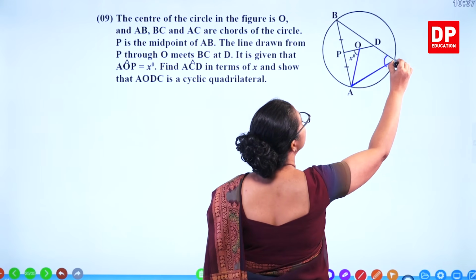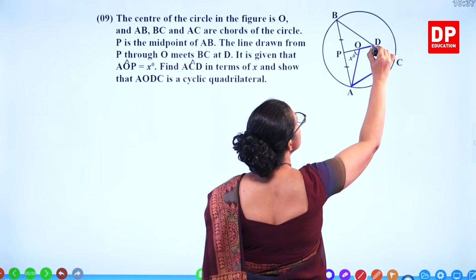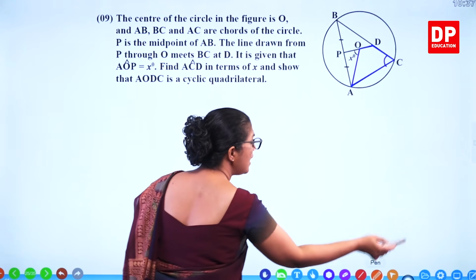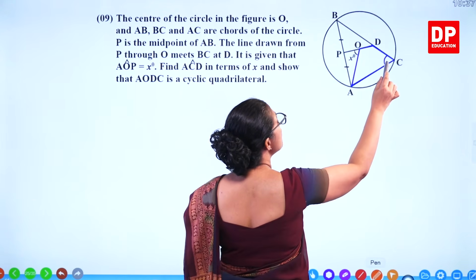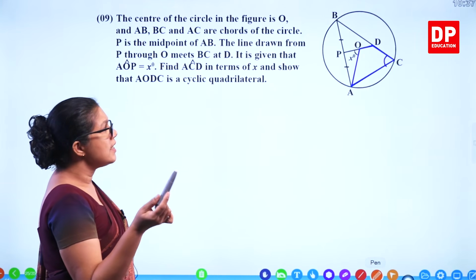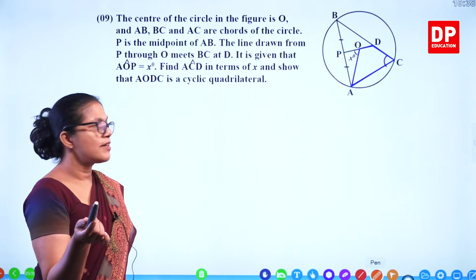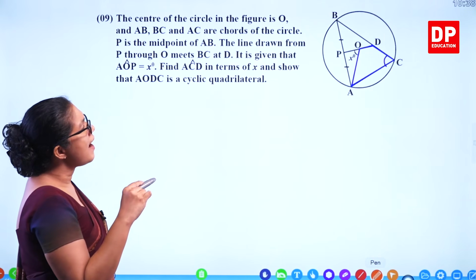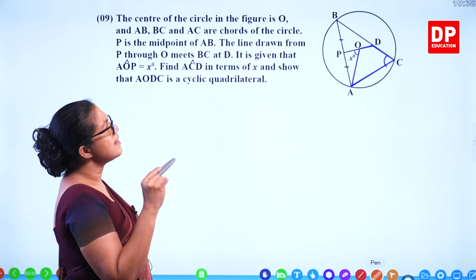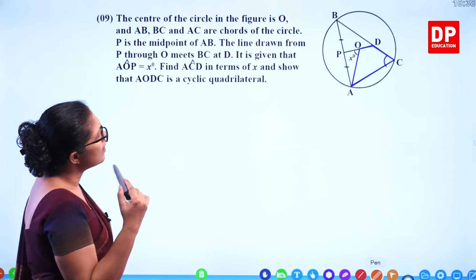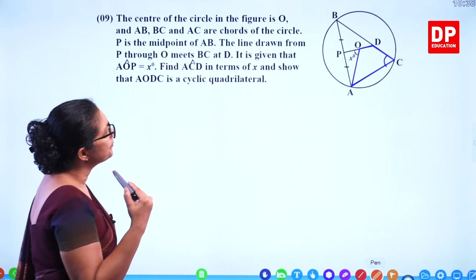AODC, cyclic quadrilateral. So that means, look carefully, if this is X, if we can show that angle ACD is X, that's a cyclic quadrilateral. Why? The exterior angle of a cyclic quadrilateral is equal to the opposite interior angle. So we'll see what angle ACD is.